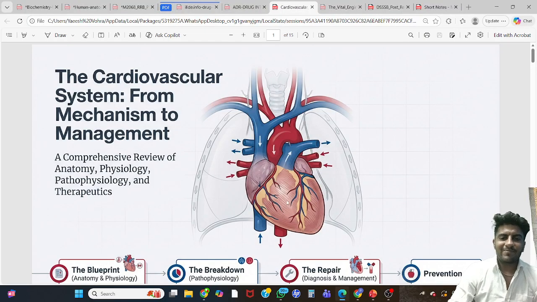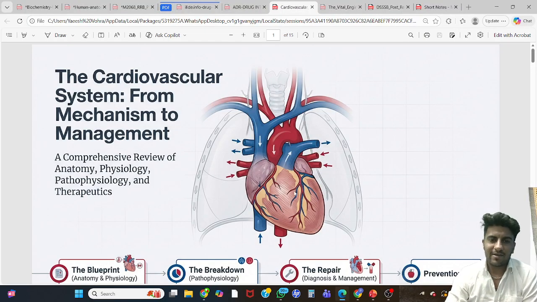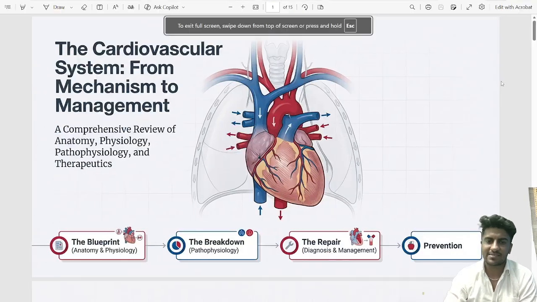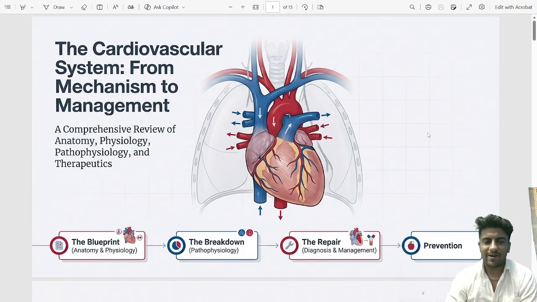Hello, everybody, and welcome back to One Day, One System and Multiple Disease series. So, today, the system that we're going to talk about is the cardiovascular system. Yes, heart, arteries, veins, capillaries, blood vessels.